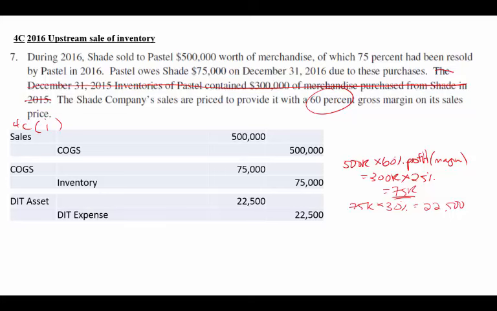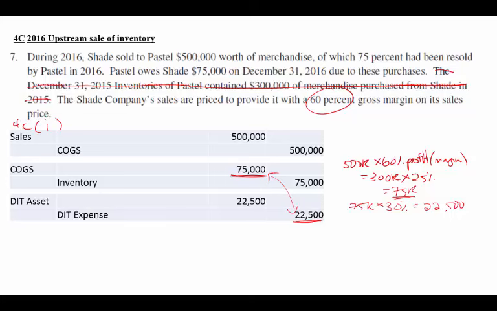A good check here is that we expect the effect of our taxes to have the opposite effect of our income statement impact of eliminating the profit. So we can see our income statement account is COGS here, which is a debit of $75,000, offset by the DIT expense of $22,500. We'd expect those to be going in opposite directions and offsetting each other, as they are.